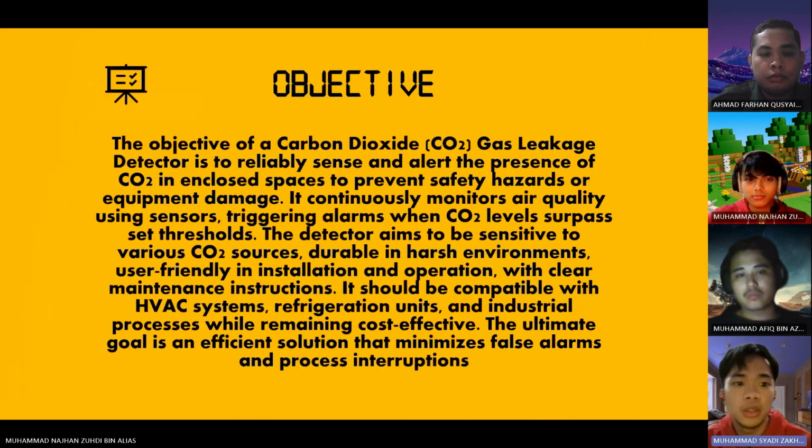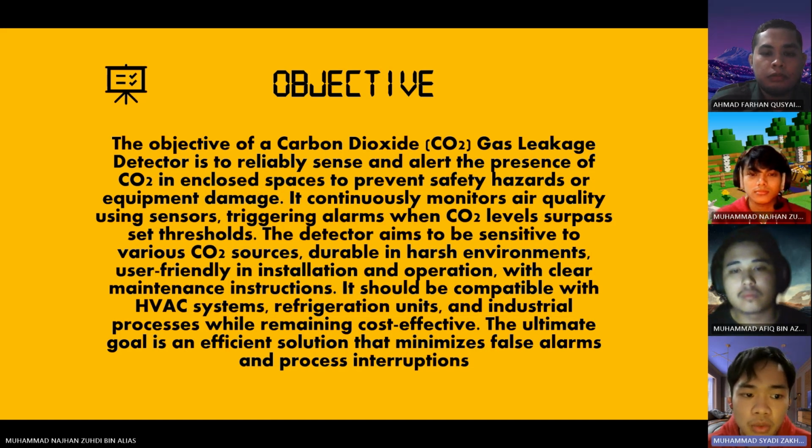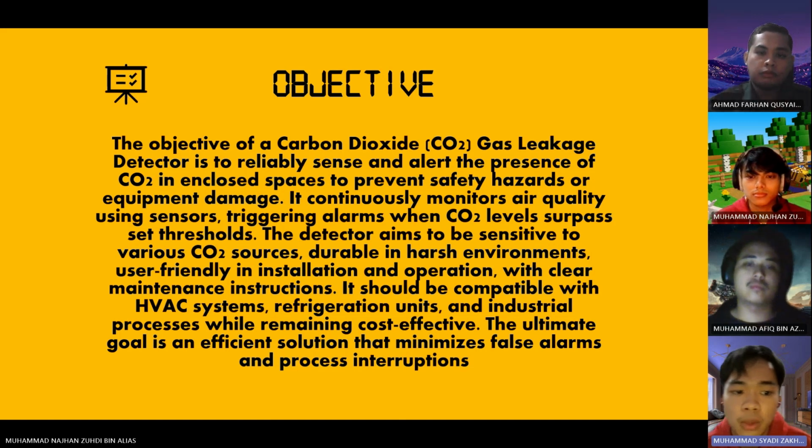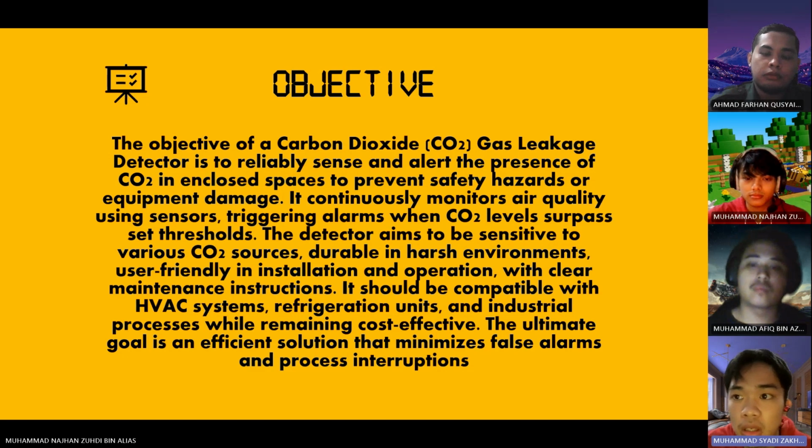So the objective of this mini project of a carbon dioxide gas leakage detector is to reliably sense and alert the presence of CO2 in enclosed spaces to prevent safety hazard or equipment damage. It continuously monitors air quality using a sensor, triggering an alarm when CO2 levels surpass the threshold. The detector aims to be sensitive to various CO2 sources, durable in harsh environments, user-friendly in installation and operation, with clear maintenance instructions. It should be compatible with HVAC systems, refrigeration units, and industrial processes while remaining cost-effective. The ultimate goal is an efficient solution that minimizes false alarms and process interruptions.